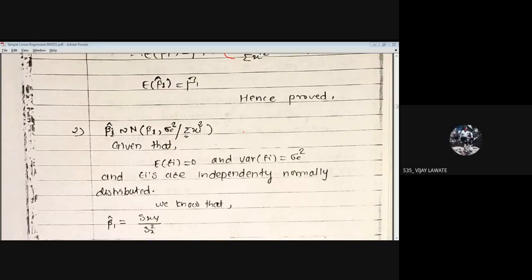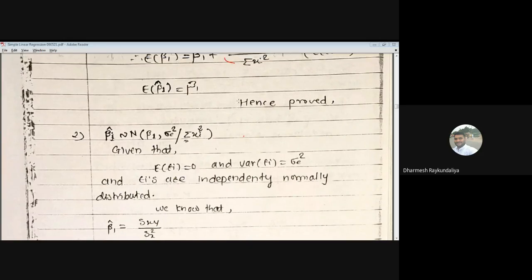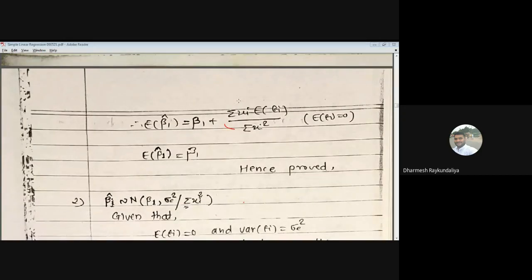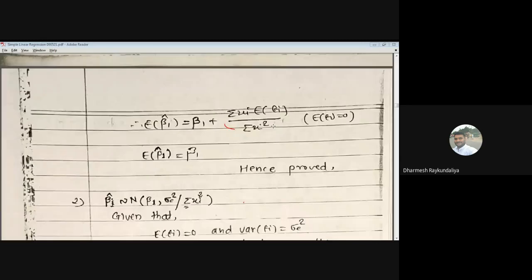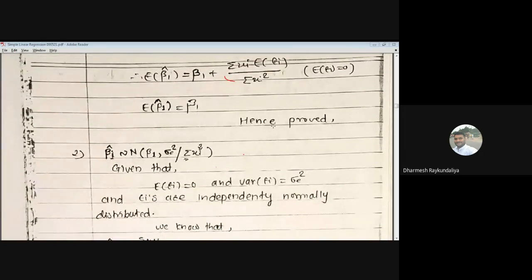So we have said that beta 1 cap is an unbiased estimator of beta 1. Now we wish to find out the distribution of beta 1 cap. We know that beta 1 cap is a linear combination of epsilon, and because it is a linear combination of epsilon, if epsilon has a normal distribution, then by the normality property beta 1 cap also has a normal distribution. So what is the mean? The mean of beta 1 cap, the expected value of beta 1 cap, is nothing but beta 1. Now what about the variance?